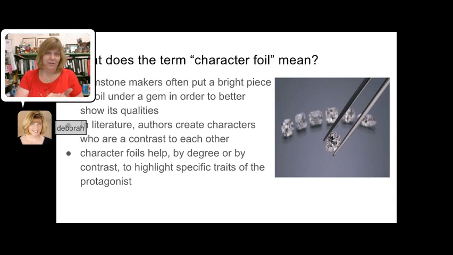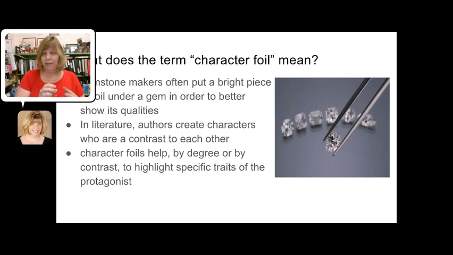Now, the term character foil actually comes from the gemstone making tradition, where you take a piece of bright foil underneath a gem, and this would help to shine it and better show its qualities because it would reflect up on it. Applied to literature, this is where authors will create characters who are a contrast to other characters in some way.